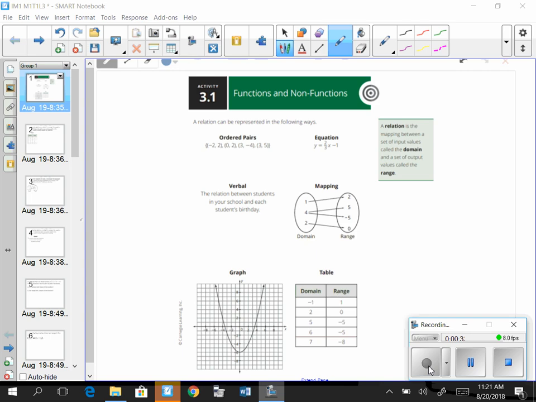So first we've got a bunch of vocabulary that we're going to keep coming back to, and I'll reference back to this slide several times throughout the video, but this is different ways we can relate numbers. Ordered pairs, equations, verbal, mapping, graph, and table.